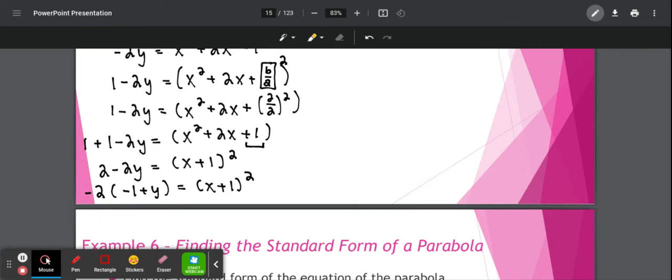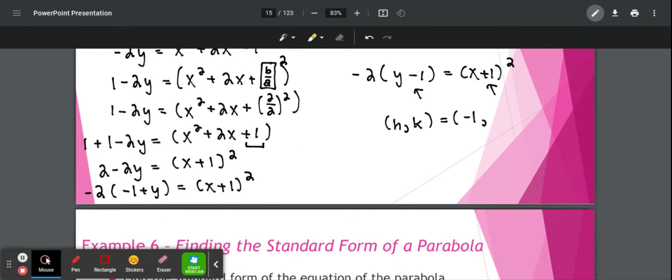Or we could rewrite it as -2 times y minus 1 equals x plus 1 squared. So now that we're in this form, we know that we have our h and our k. So we know that h is -1 and k is +1, right? Because that comes from your h and your k. H is always with the x, k is with the y.